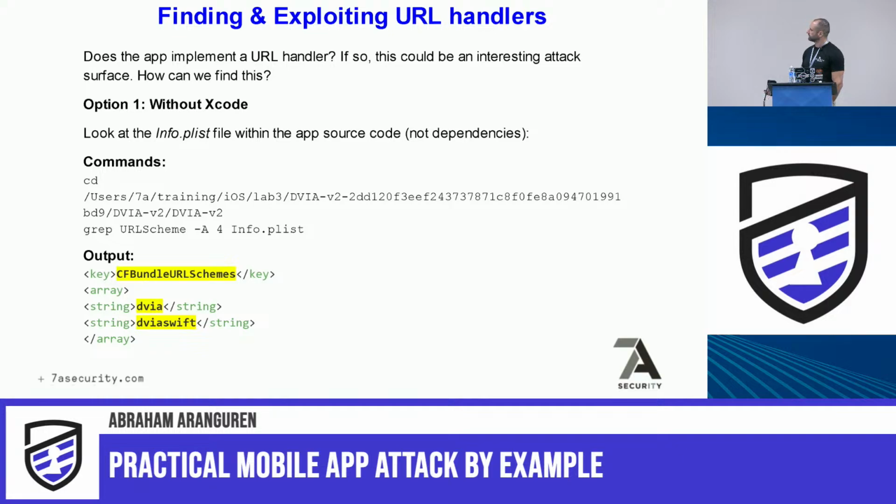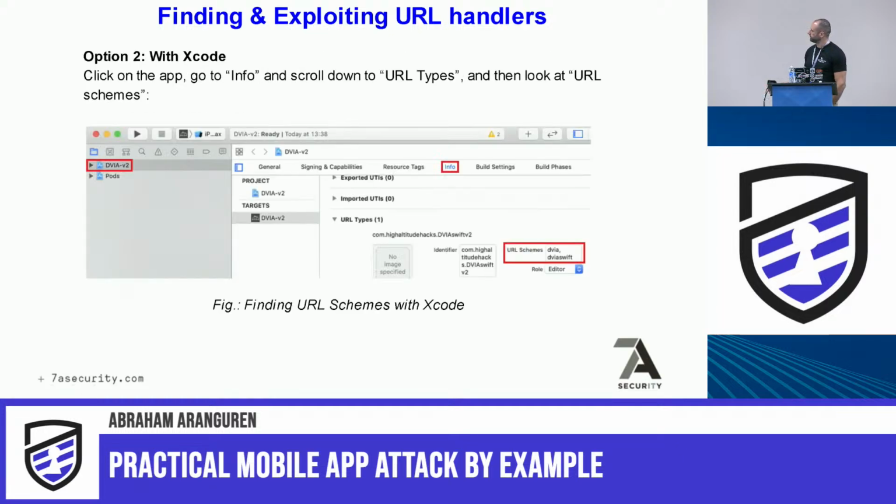In this case, what you're looking for is in the Info.plist, right? This is the iOS equivalent of the Android manifest. You're looking for URL schemes. We have a couple here, and this is telling us about the structure of the deep link.